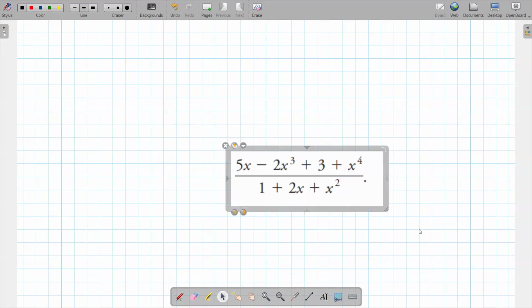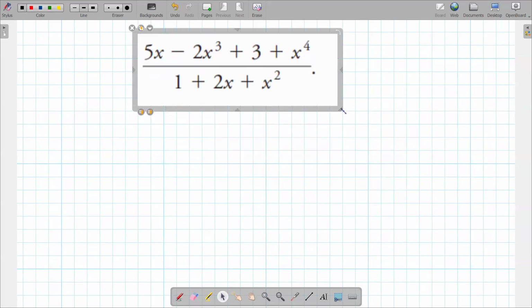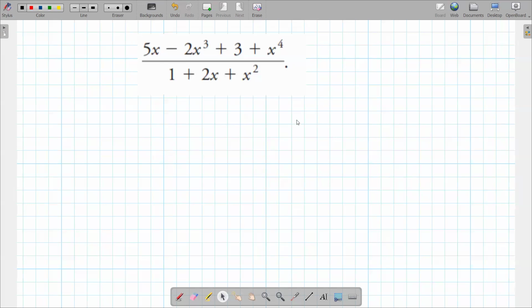Okay, what about for this question? The question is to divide. Which method do we use? Long division. Why wouldn't synthetic work here? Because it's not linear, that's it, right?